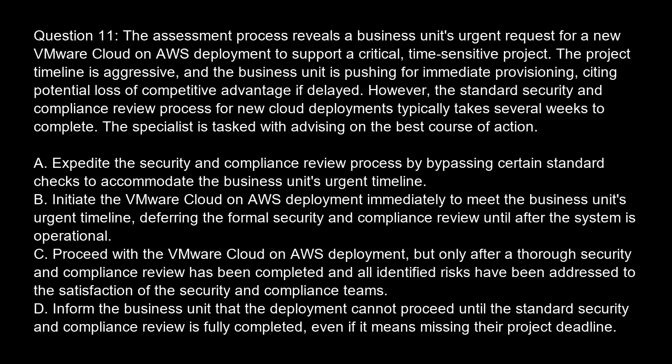Option C. Proceed with the VMware Cloud on AWS deployment, but only after a thorough security and compliance review has been completed and all identified risks have been addressed to the satisfaction of the security and compliance teams. Option D. Inform the business unit that the deployment cannot proceed until the standard security and compliance review is fully completed, even if it means missing their project deadline.